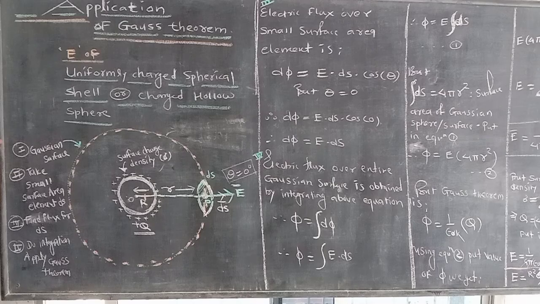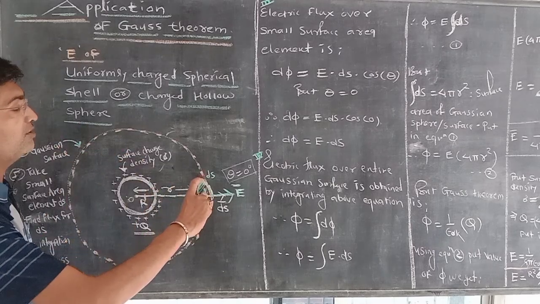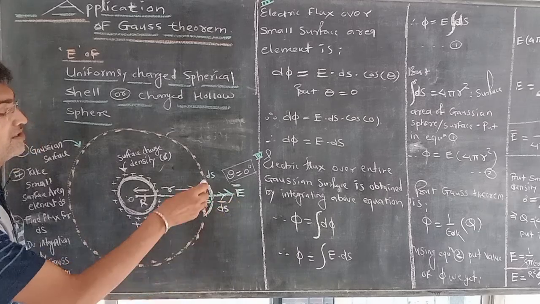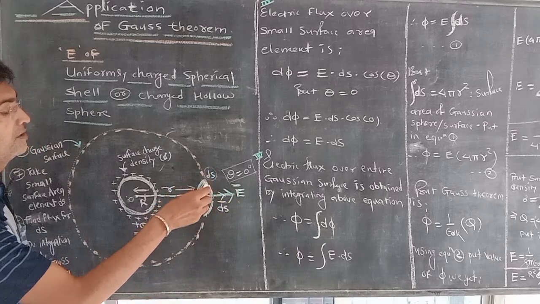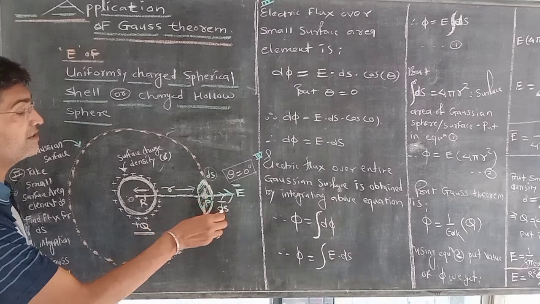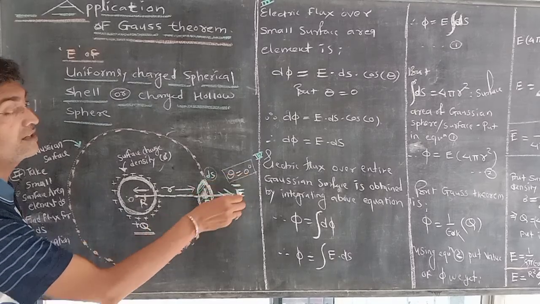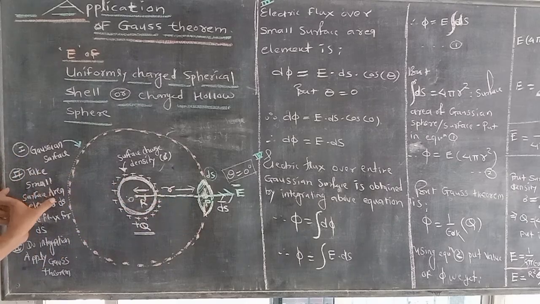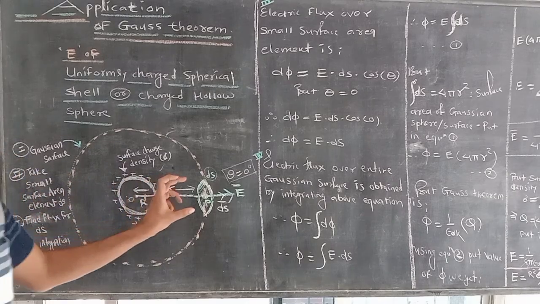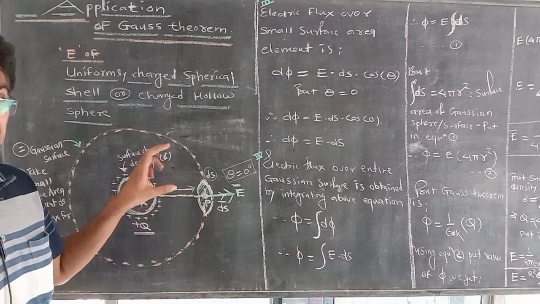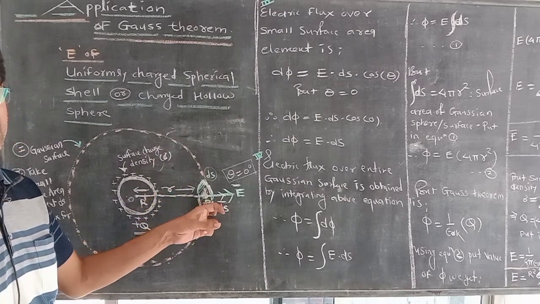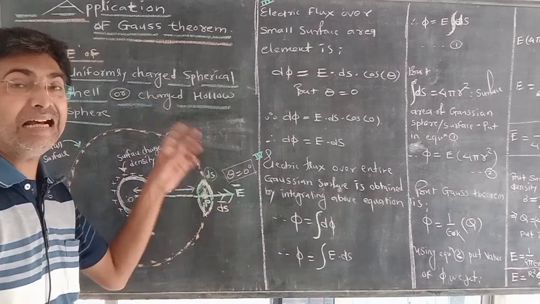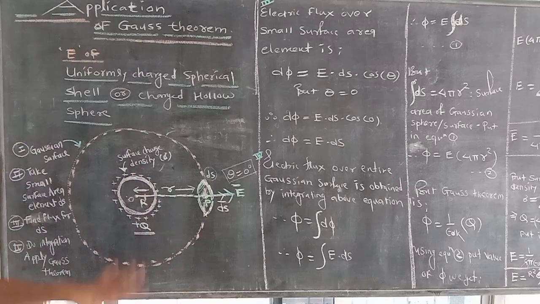The second step is to take a small area element of this Gaussian surface at the point where you want to find the intensity. This is the area element ds. The area vector ds makes an angle 0 with the intensity vector. After taking the small surface area element, find the flux for this element. This is the third step. The fourth step is to integrate for the entire flux and apply the Gauss theorem.